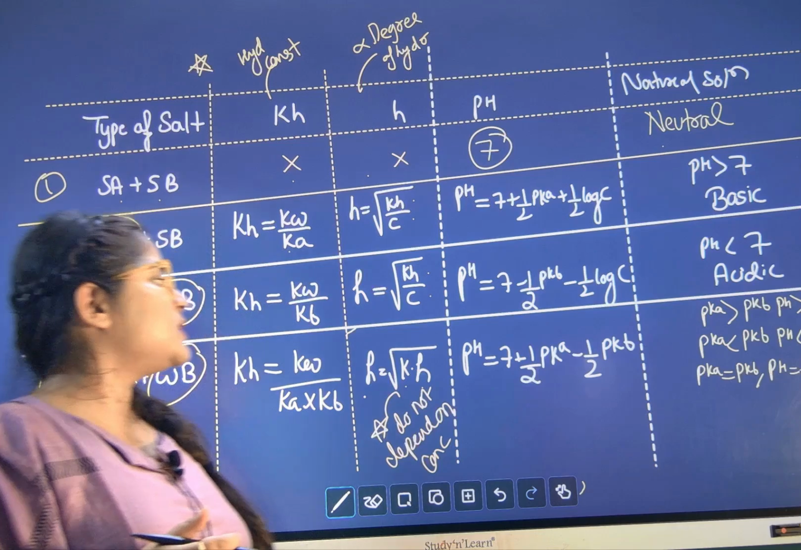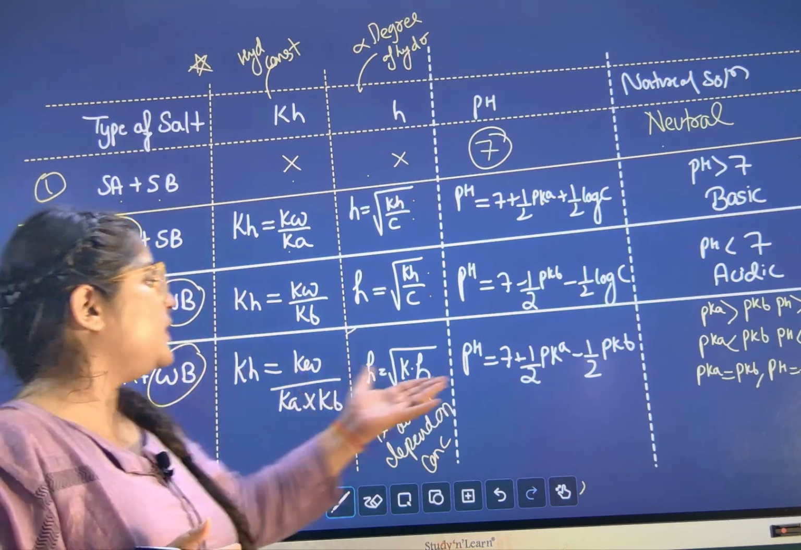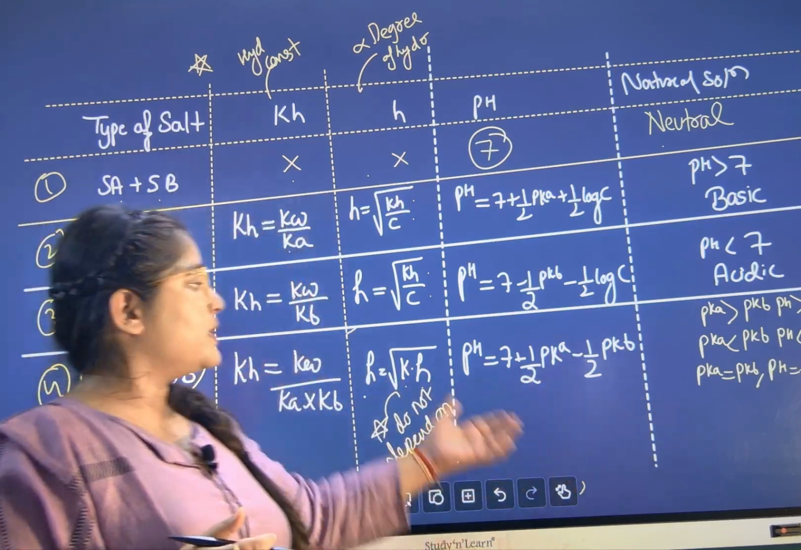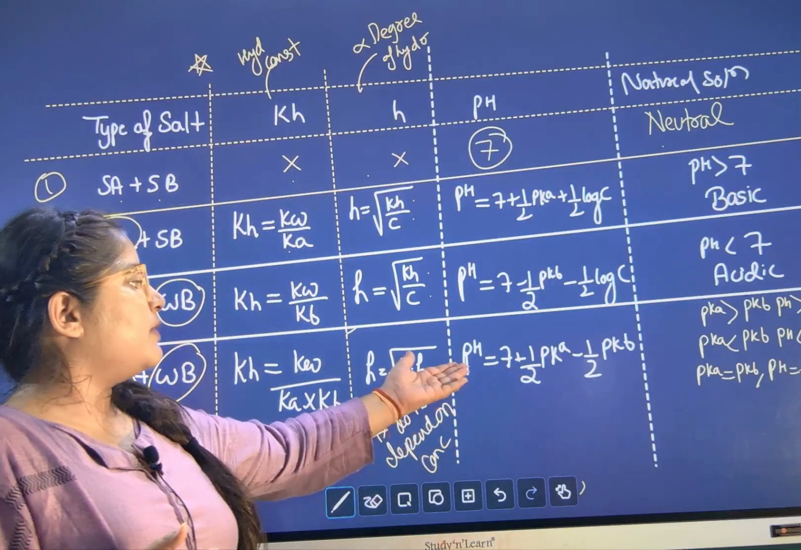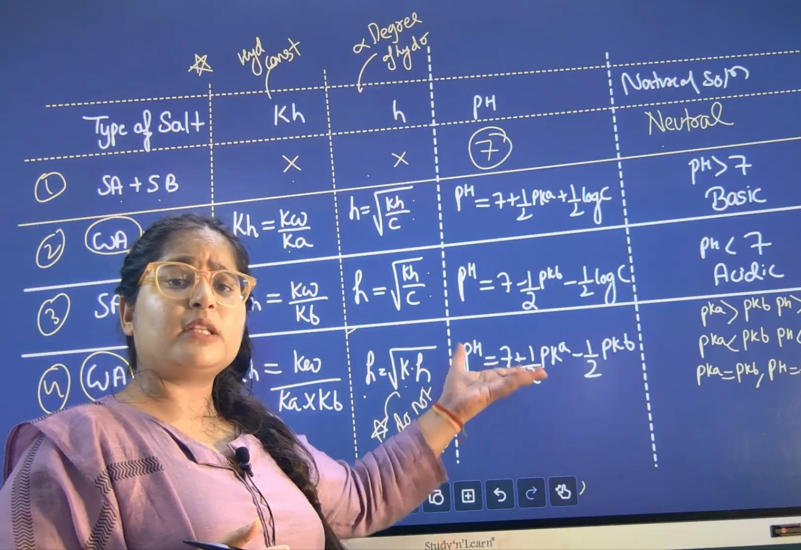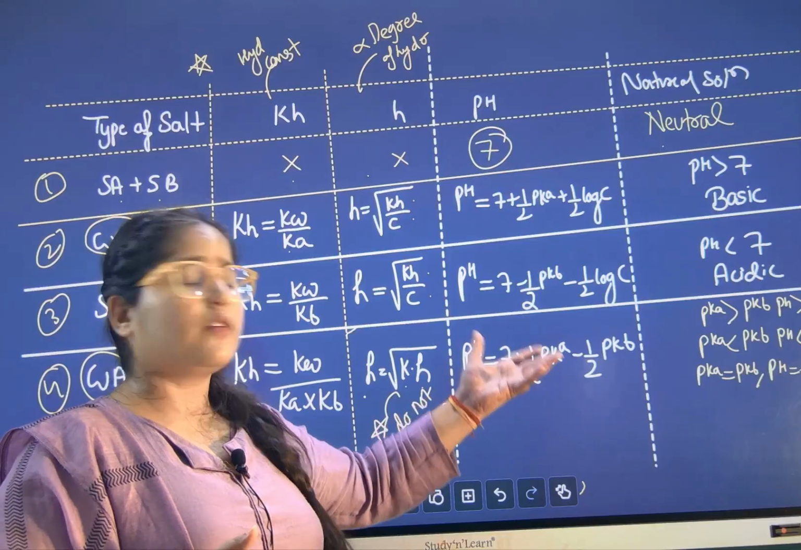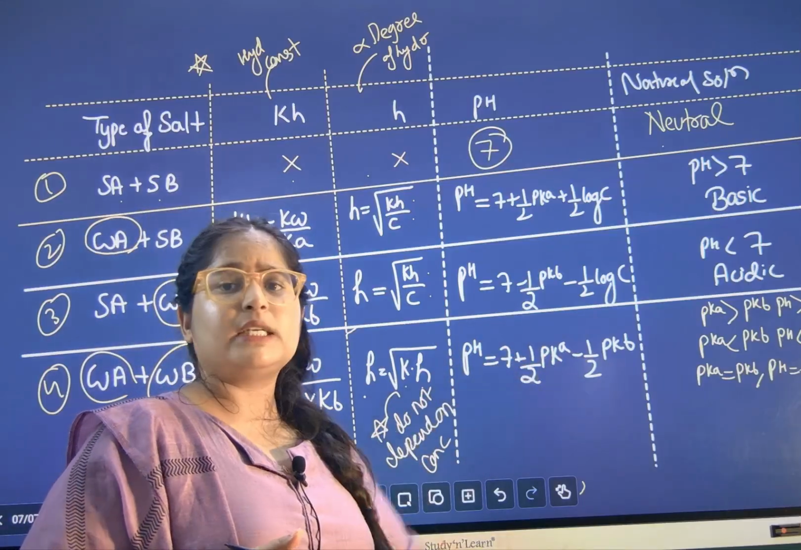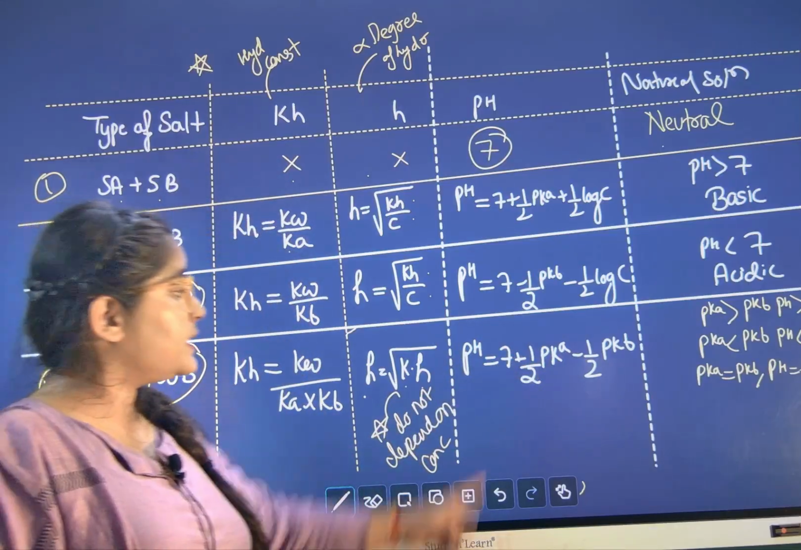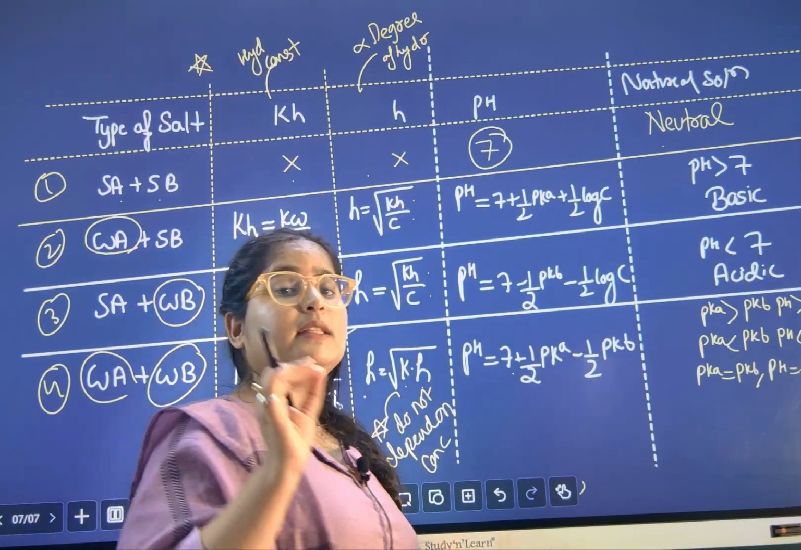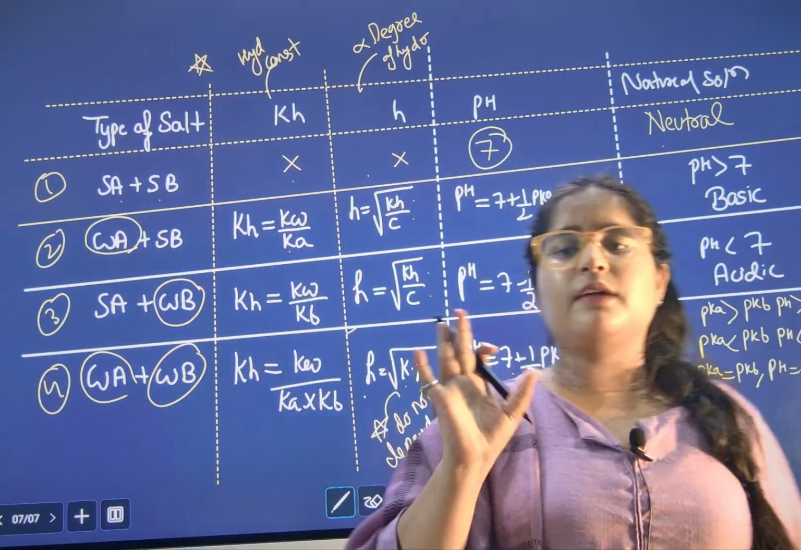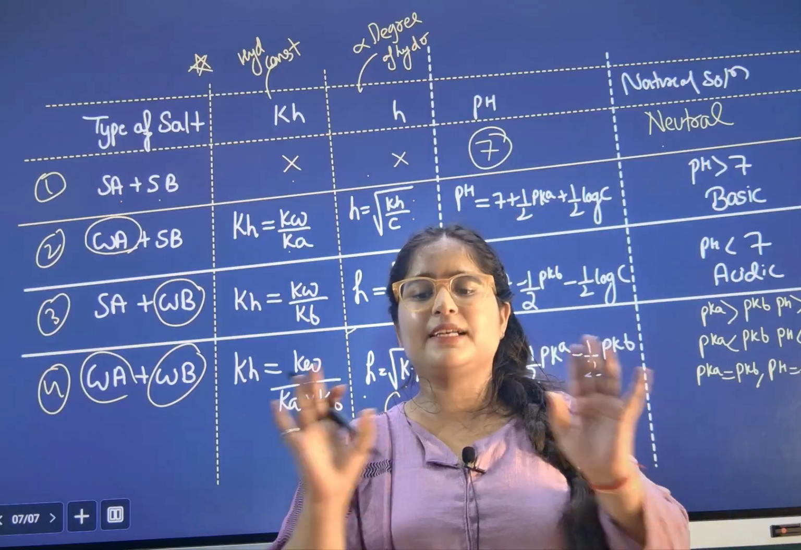Now here, the last case, weak acid, weak base. So 7 plus half pKa minus half pKb. When both are weak, I will take pKa and I will take pKb, and I have told you for weak acid plus, so pKa before plus and pKb before minus. Like this, if you remember, you will never ever forget, you will never ever get confused.